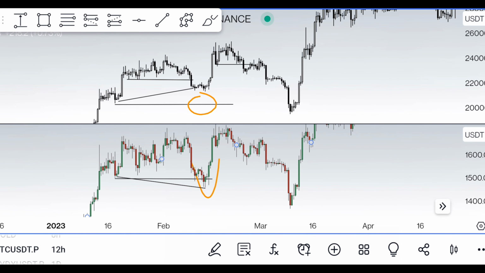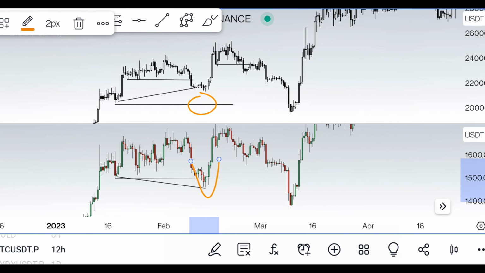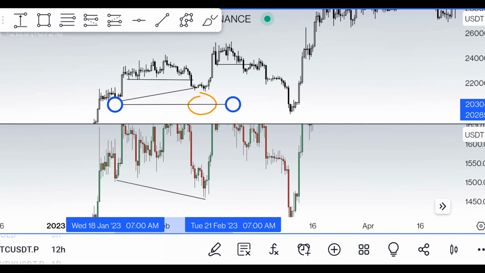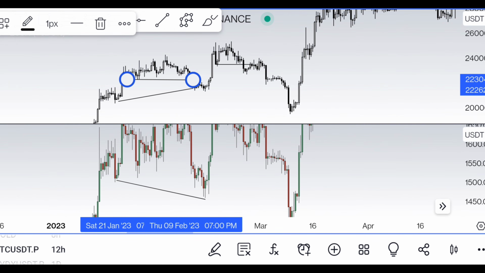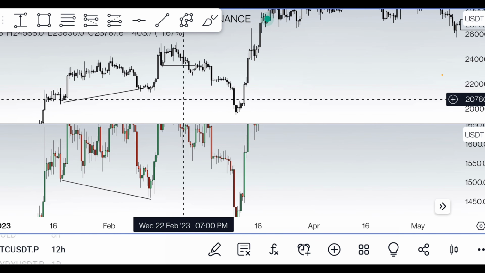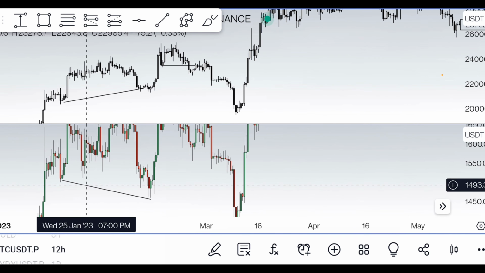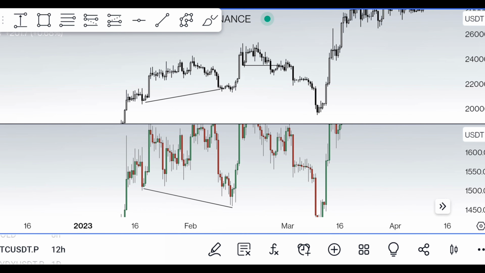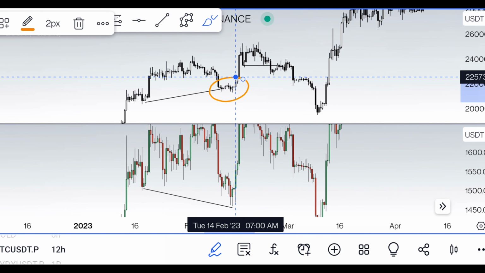To confirm if it's a turtle soup or not, you need to see SMT divergences. Here there is a perfect divergence. Let me remove this. In Bitcoin the low wasn't swept, and in Ethereum the low was swept, so you got an SMT divergence. Now it's time to apply other terminologies like order block and fair value gap. We will shift to lower time frames to look for an order block in this area. Now we have SMT divergence and our turtle soup is confirmed.